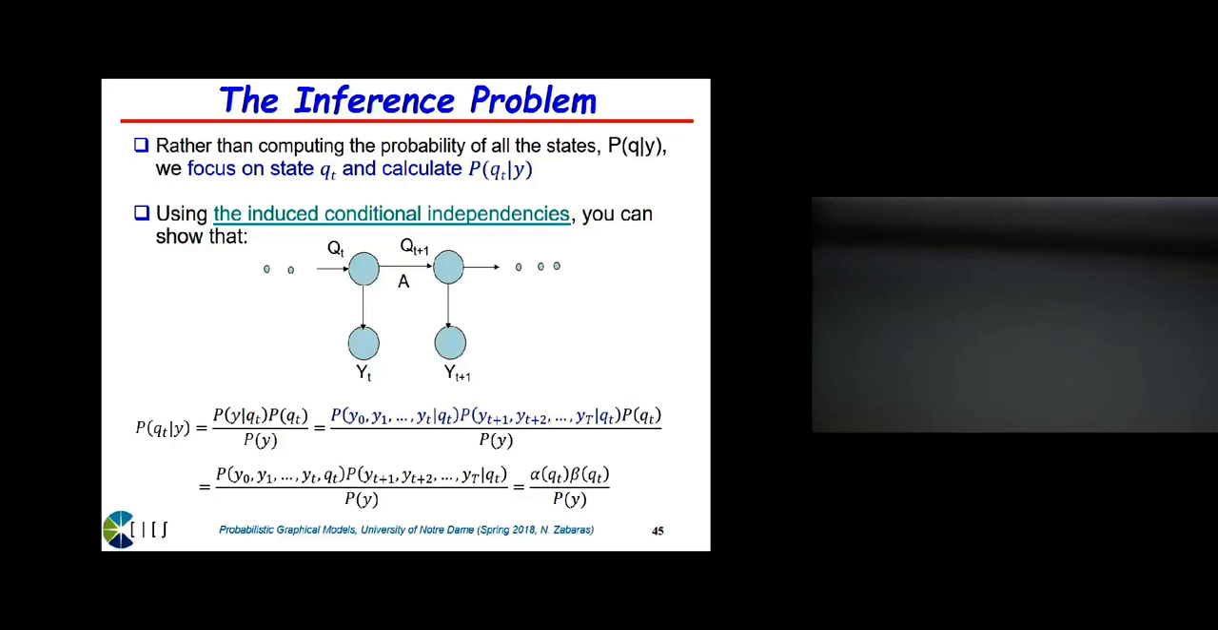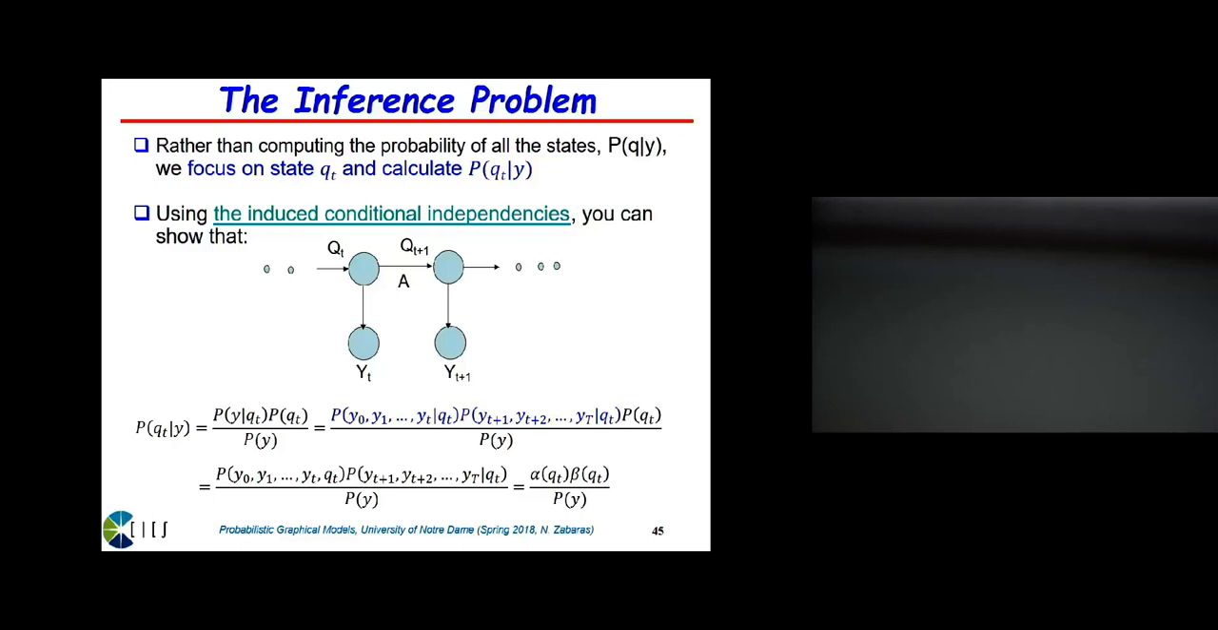Alpha is the probability that you will observe y_0, y_1, up to y_t, and then you will end at state q_t. So alpha accounts for all your observations up to time t, so it's a forward calculation, but it is the joint probability of the observed data up to little t, assuming that you finish on state q_t. And the beta message is actually a little bit different. It's the conditional distribution of the observations from t plus 1 to capital T, given that you started on state q_t.